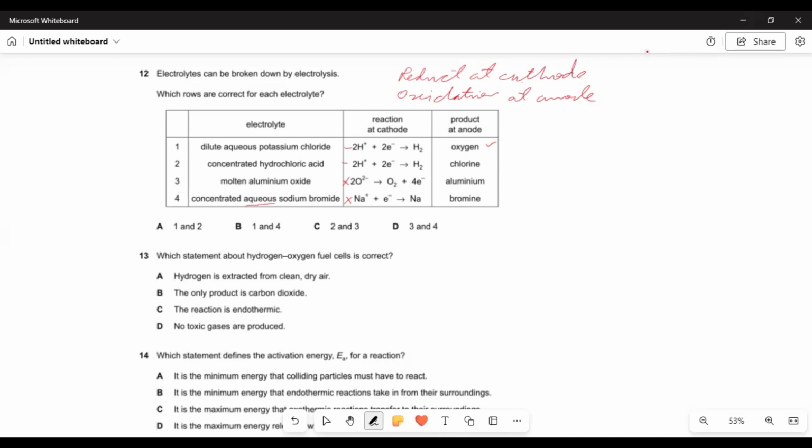Number 2, concentrated hydrochloric acid. Definitely there is only one positive ion, so hydrogen ions will be reduced to hydrogen gas. Okay, no problem. But as it was concentrated, the chloride ion concentration is high. So instead of hydroxide, chloride will be oxidized to chlorine gas. So 1 and 2 are both correct. 3 and 4 are wrong. So the correct option is A.